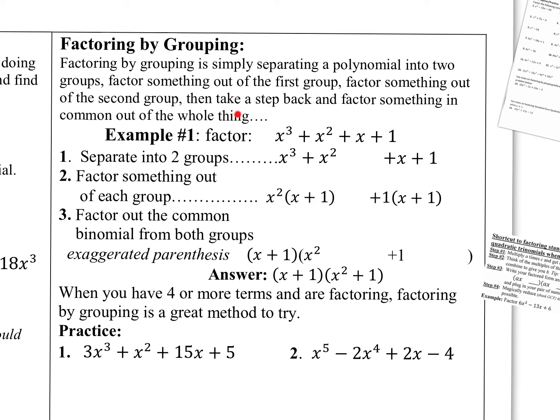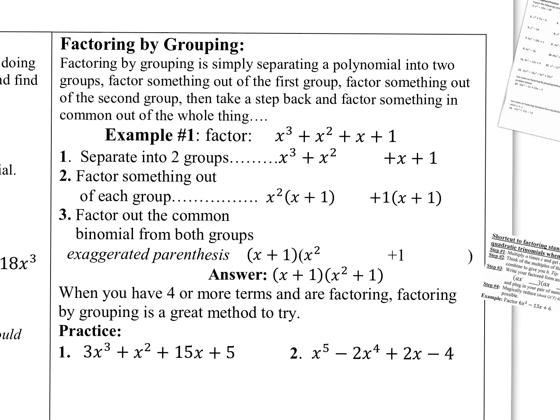I know that sounds weird, but we have 4 terms right here. It says separate them into 2 groups. So I simply took the first 2 terms and wrote them, the second 2 terms and wrote them, but with a space between the 2. And I explained the steps. Step 1, separate into 2 groups. That's what I did, 2 groups. Step 2, factor something out of each group.